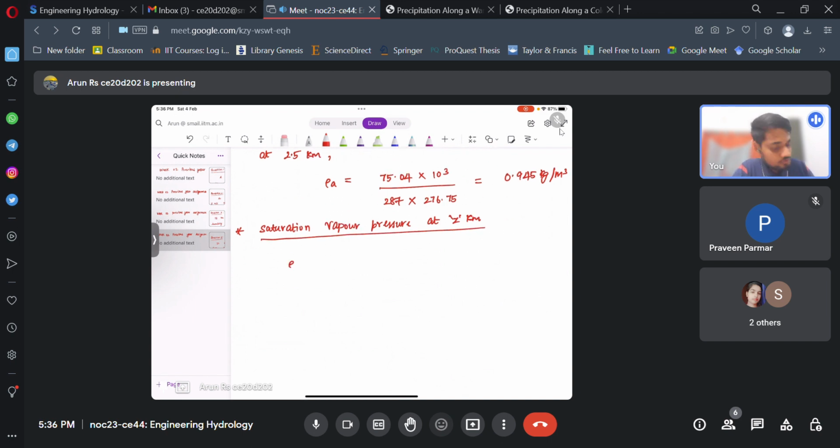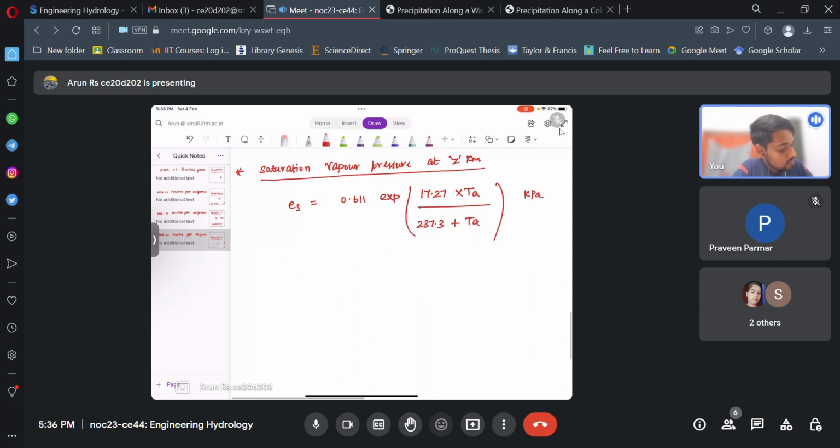So we need to make use of the same expression which we used in the previous problem, which is 0.611 into exponential of 17.27 into temperature of the air divided by 237.3 plus temperature of air. So this gives you in kilopascals.